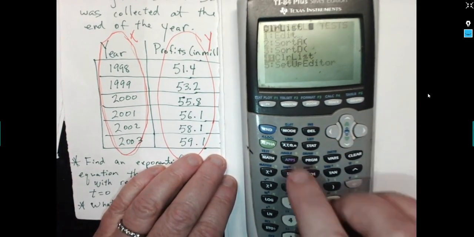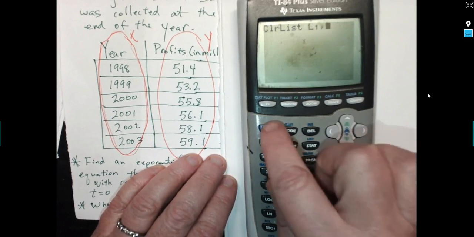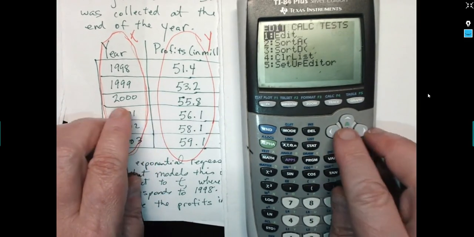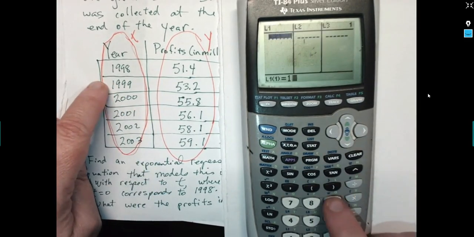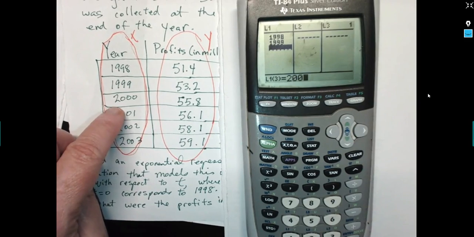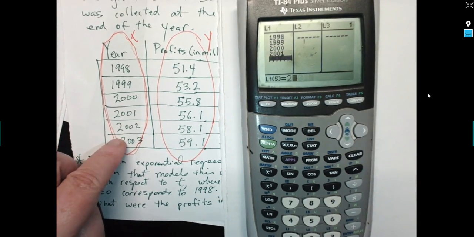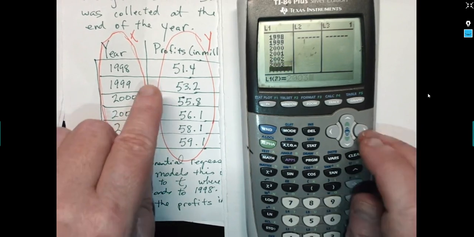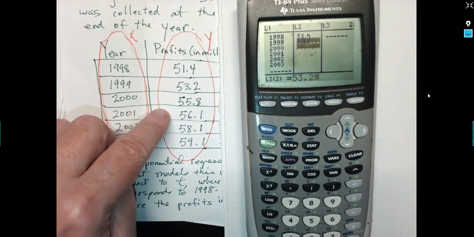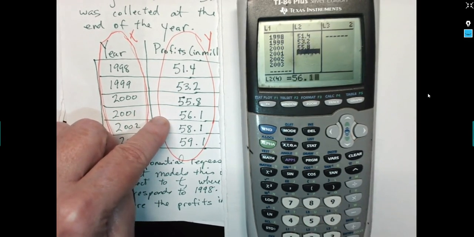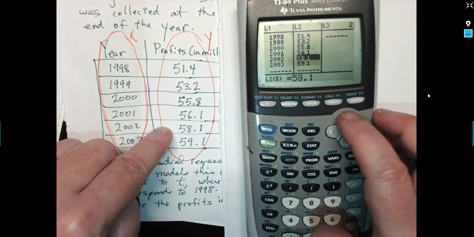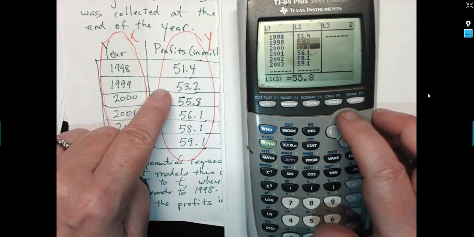So let me clear out list 1 and 2. Okay, let me focus. All right, that's better. Okay, so 1998, 1999, 2000, 2001, 2002, 2003. And then I'm going to go double check. You make a mistake here, it's all wrong.